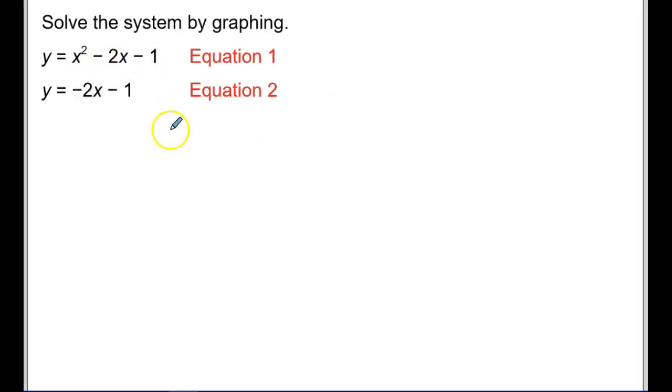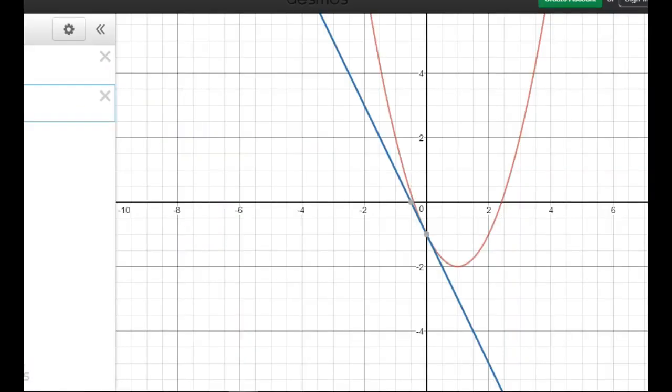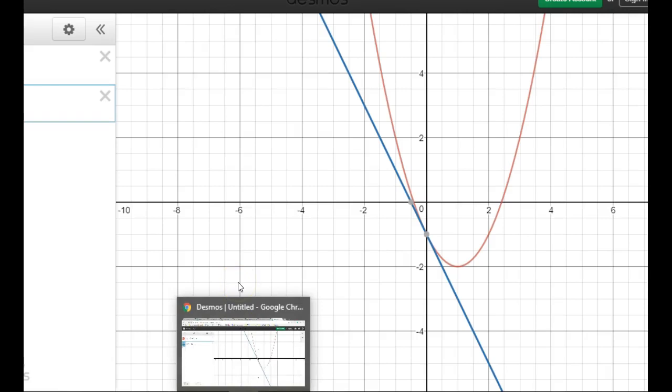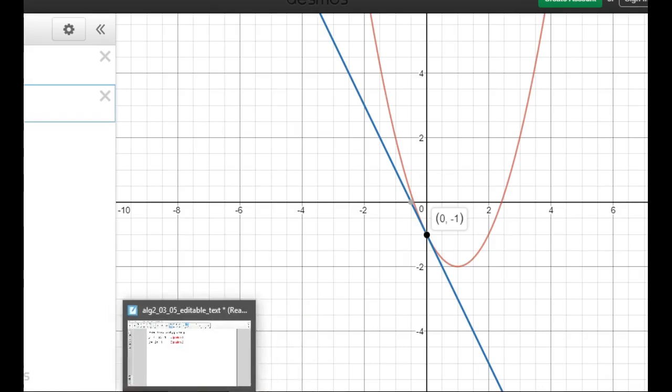So this I'm told to solve by graphing. So I just go in and I graph both of my equations, and I can use a graphing calculator or Desmos, either way. And remember that my solution to my system is where they intersect. So here I see these two equations, this quadratic and the line, intersect at the point (0, -1). So I want to just double check that it works. So I've got my (0, -1).